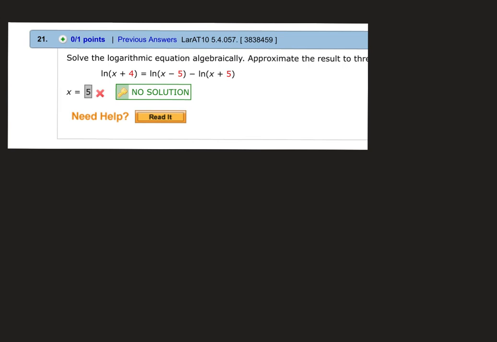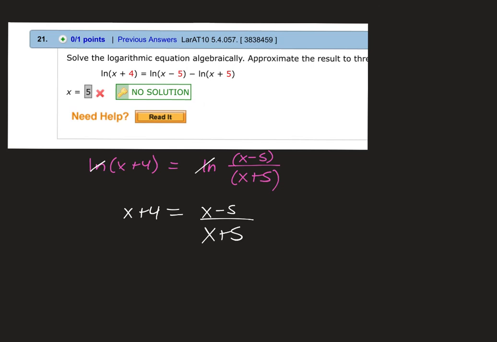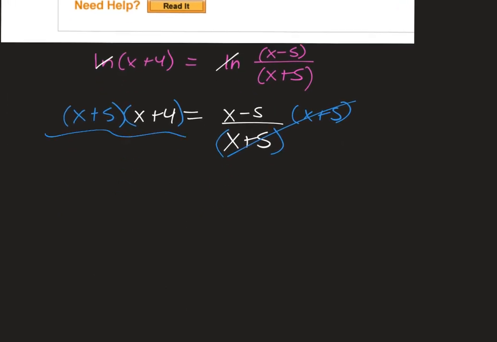Okay, 21. So now I've got logs or ln's on both sides of the equation. There's multiple ones on the right. I have to condense the one on the right, so I'm going to get ln of x plus 4 equals ln of x minus 5 over x plus 5. I have an ln on either side of the equal sign, so I can rule it out and use the one-to-one property. I got to multiply both sides by x plus 5 to get rid of my denominator. If I FOIL this out here, I get x squared plus 9x plus 20 equals x minus 5.